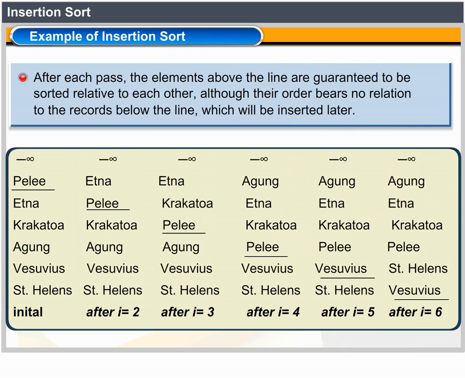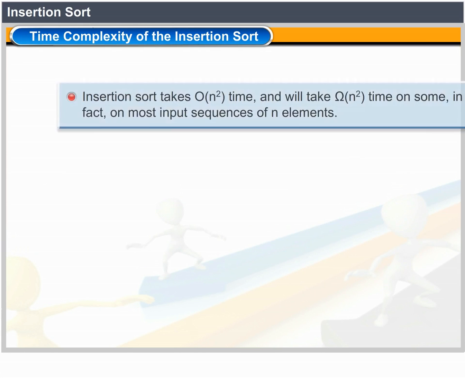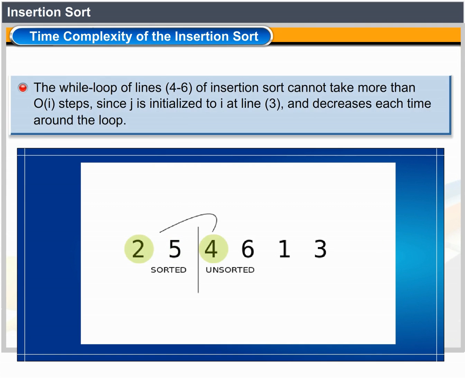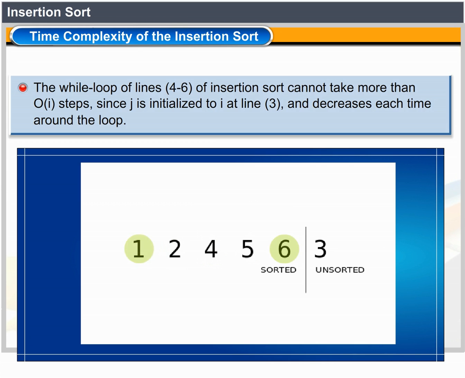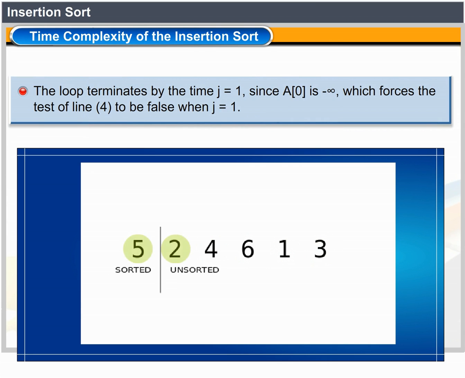Time complexity of insertion sort. Insertion sort takes O(n²) time and will take Ω(n²) time on some, in fact on most, input sequences of n elements. The while loop of lines 4 to 6 of insertion sort cannot take more than O(i) steps, since j is initialized to i at line 3 and decreases each time around the loop. The loop terminates by the time j equals 1, since A[0] is negative infinity, which forces the test of line 4 to be false when j equals 1.